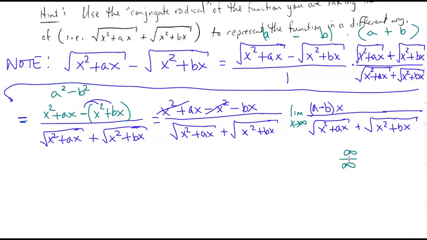Now, again, infinity over infinity is another type of indeterminate form whenever we talk about limits. And that is because I don't know if the infinity in the numerator is bigger or smaller than the infinity in the denominator.